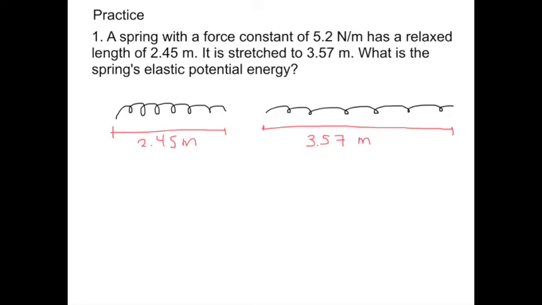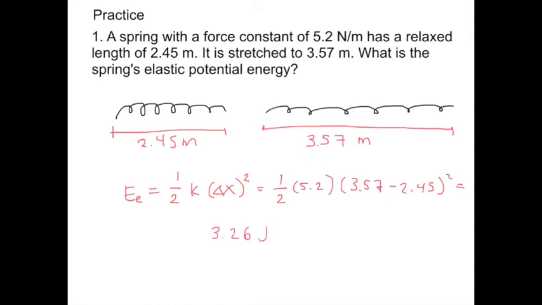So we're solving for elastic potential energy, or E sub E. We know from the last slide that the equation for that is 1/2 k times delta x, or the stretch position, squared. Now we can plug in the numbers we have: 1/2, the spring constant is 5.2, and delta x is the difference between its final position and its initial position, so that's 3.57 minus 2.45. We square all of that. I'll plug in these numbers, and we get that the elastic potential energy of the spring is 3.26 joules.